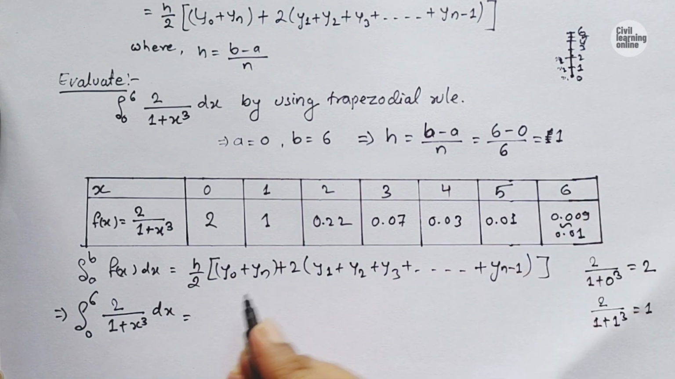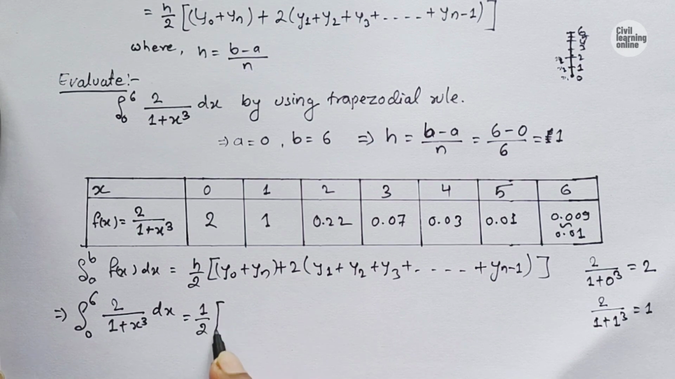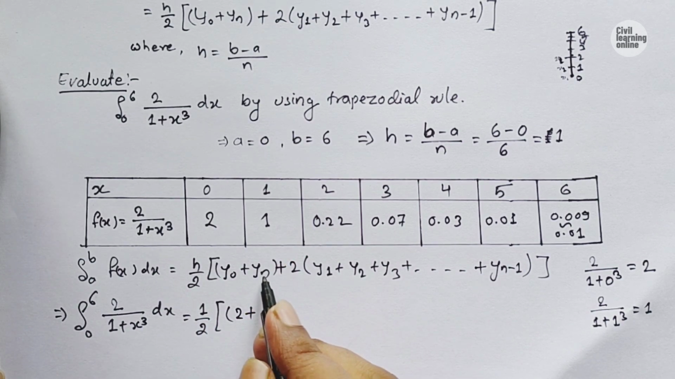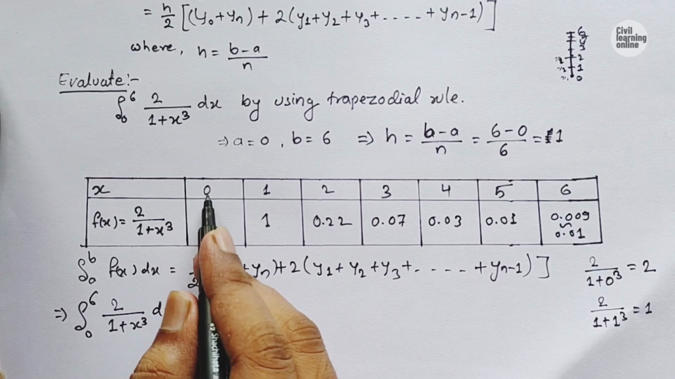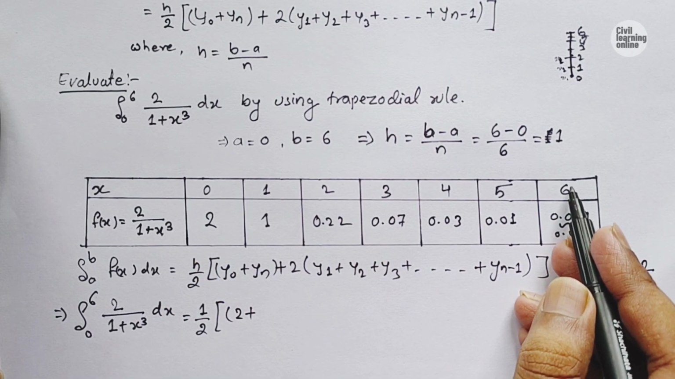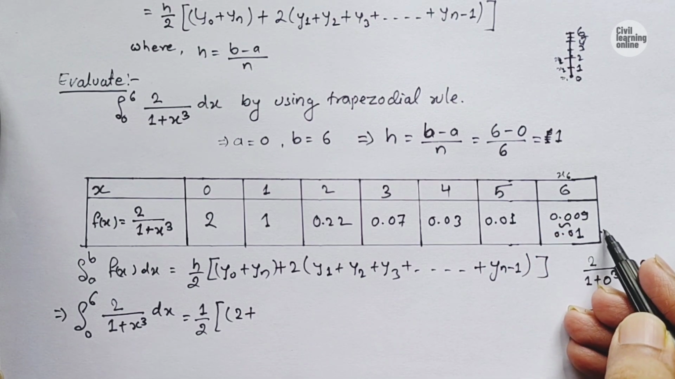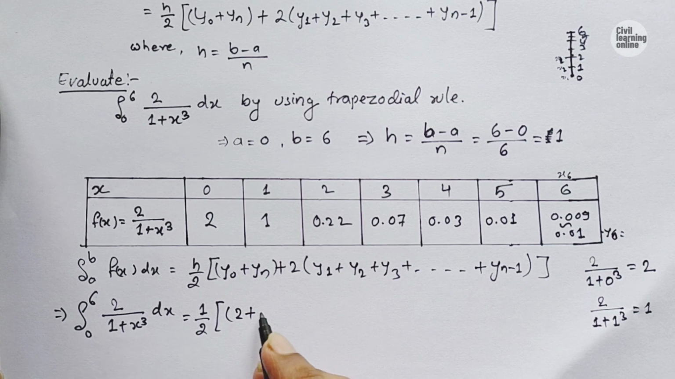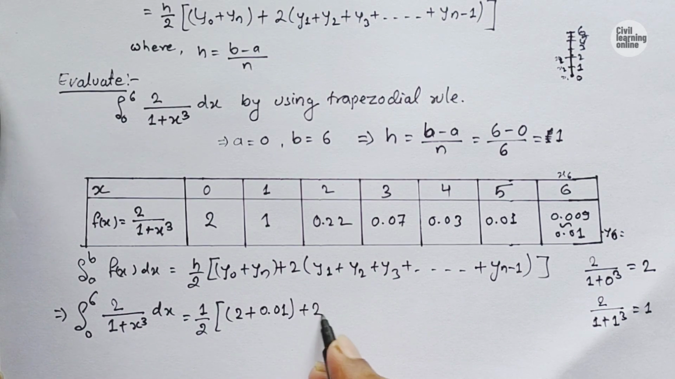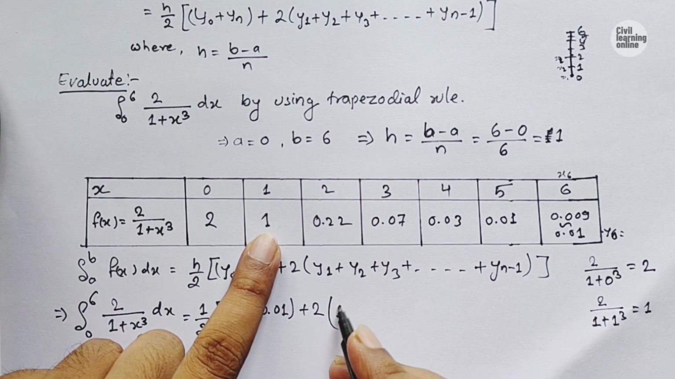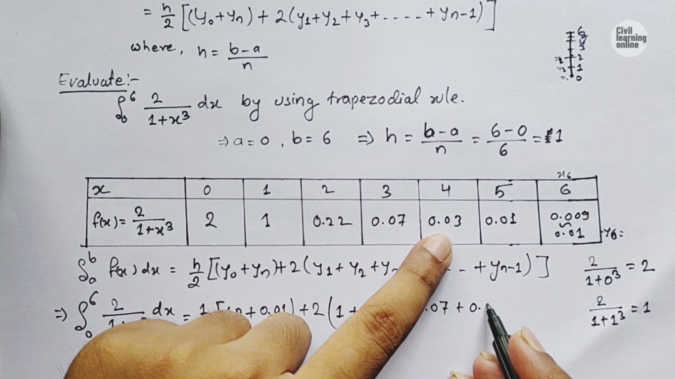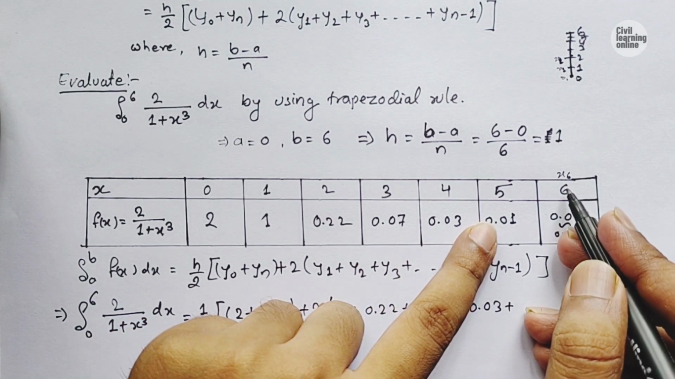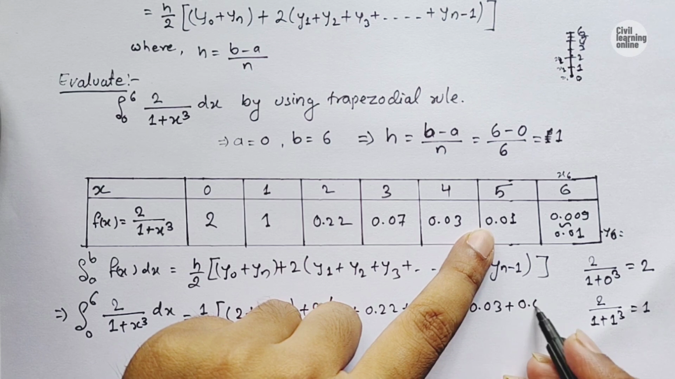Now put the value of h. We have h equals 1, so 1 upon 2, and bracket starts, y naught, and we have y naught equals 2, plus y1, and we have yn, where n is equal to 6, so y6 here. This is our x naught, and this is our xn, meaning x6, so here we will have y6 equals 0.01. So put the value 0.01 plus 2 times y1 is 1 plus y2 is 0.22 plus 0.07 plus 0.03 plus yn minus 1. Here n equals 6, 6 minus 1, y5 is 0.01.